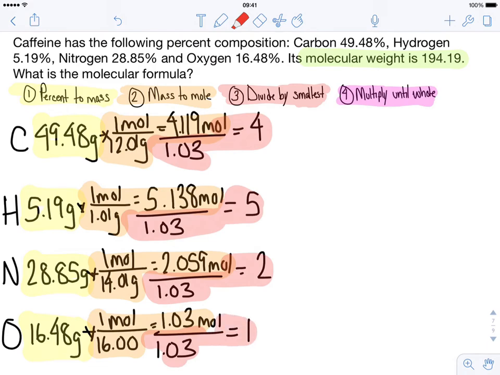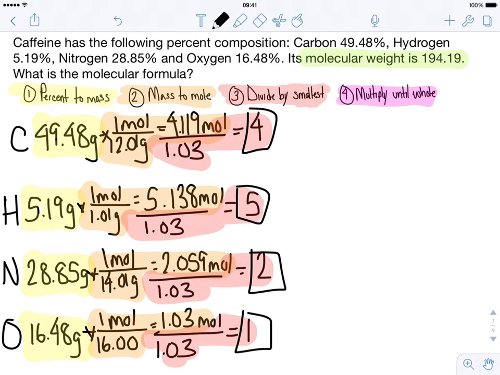Now step 4, multiply into a whole. Well, we already have whole numbers, so in this case we don't have to do step 4. So these numbers right here become the subscripts in the empirical formula. So the empirical formula is C4H5N2O.